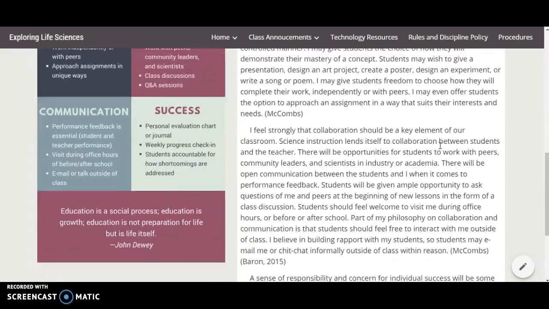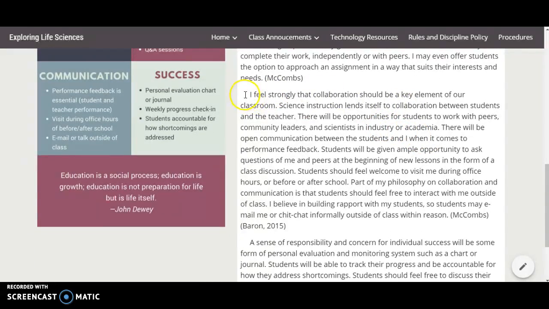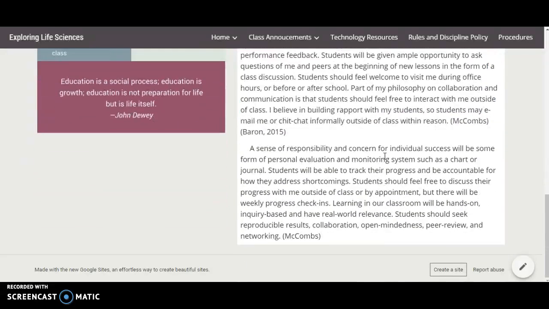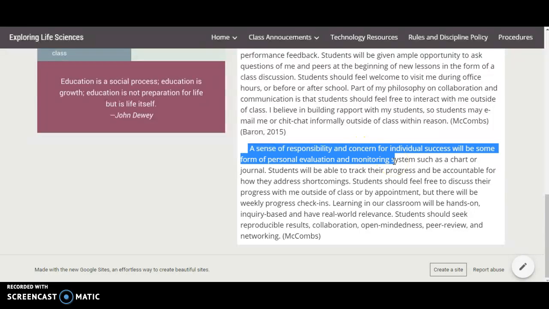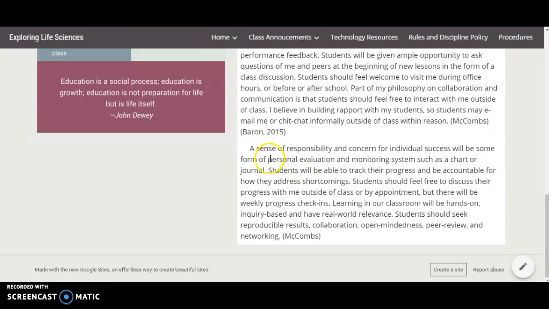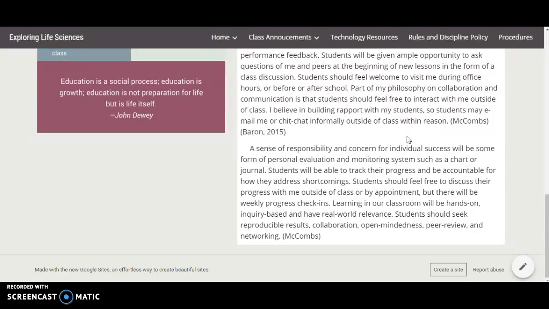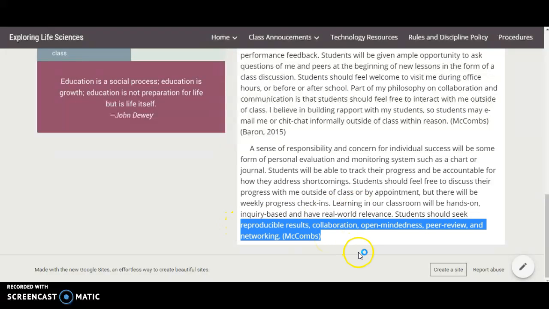I would also recommend that you read this section on collaboration. I believe collaboration is extremely important in my classroom, and I also believe that a sense of responsibility and concern for individual success is important, so there will be a personal evaluation and monitoring system, such as a chart or journal, in my classroom, where you can track your progress and you'll be held accountable for how you will address your shortcomings. Overall, I expect students to seek reproducible results, collaboration, open-mindedness, peer review, and networking.